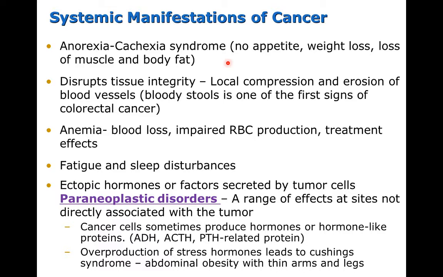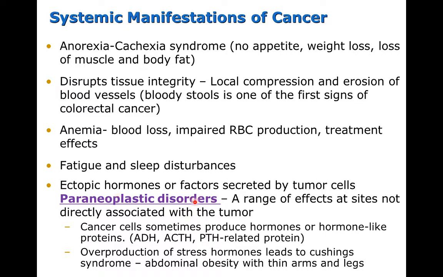Circulating cytokines are also thought to play a role. Cancer disrupts tissue integrity. Tumors cause local tissue compression and erosion of blood vessels. One of the first symptoms of colorectal cancer is blood in the stools. Anemia is also common and might be related to blood loss. It also is likely related to impaired red blood cell production, or could even be an effect of the cancer treatment. People with cancer also experience fatigue and sleep disturbances.